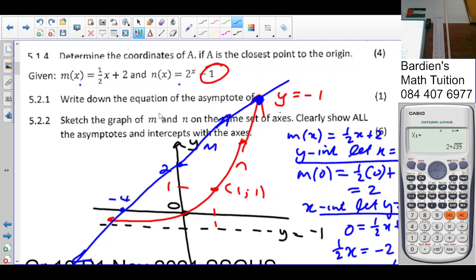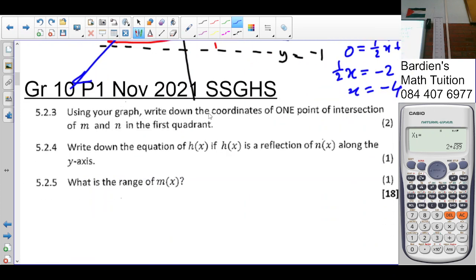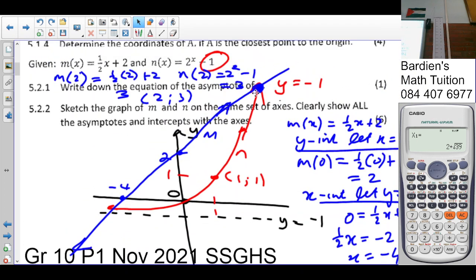Does it make sense? So if I say m of 2, then it's going to be a half times 2 plus 2, which is 3. Am I right? And n of 2 is going to be 2 squared minus 1, which is 4 minus 1, which is 3. So what is the point of intersection? It's going to be 2 and 3. Now coming back to the question here, it says using a graph, write down the coordinates of one point of intersection. So therefore it's going to be 2 and 3. Now my graph is not drawn to scale, but your graph would have been a bit better because I'm using a ruler and all of those things. You would have noted that point.